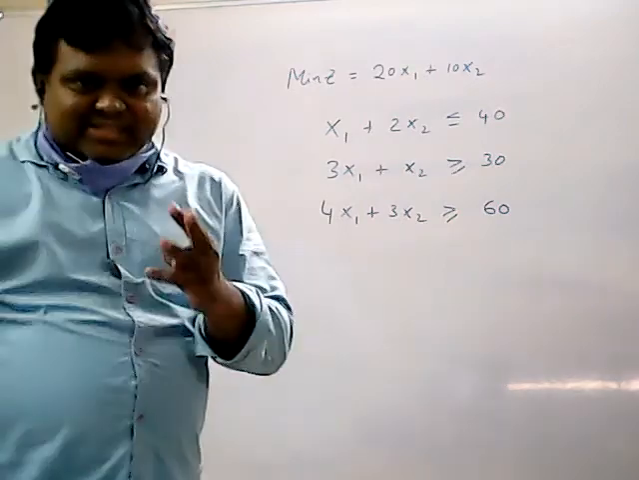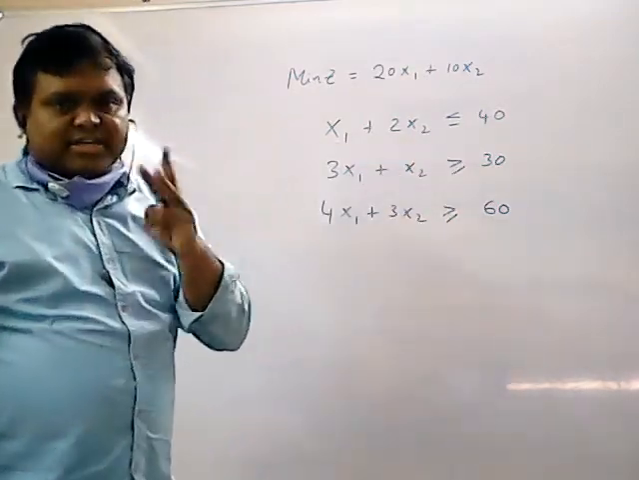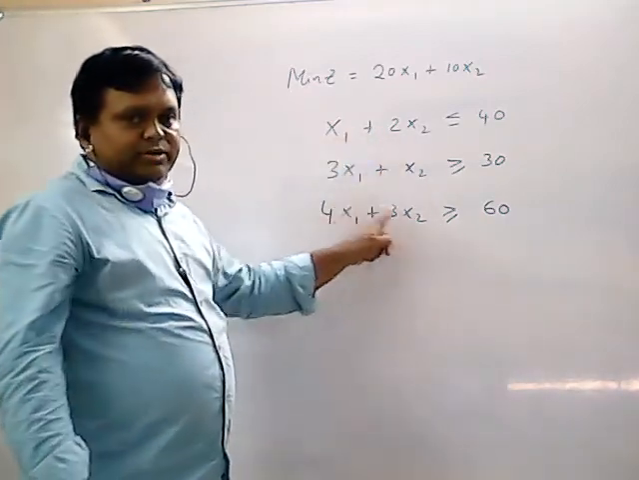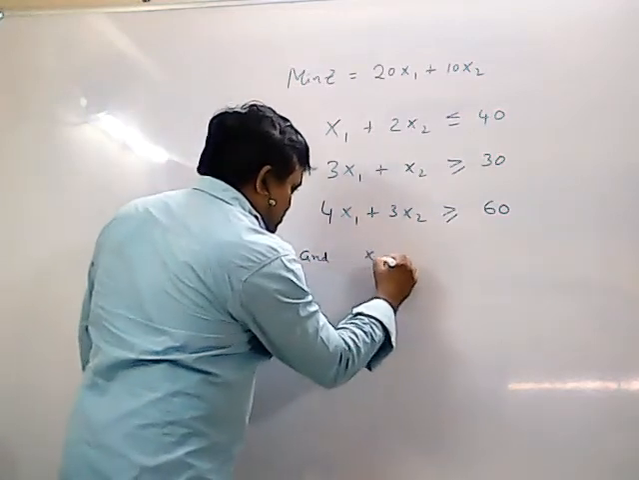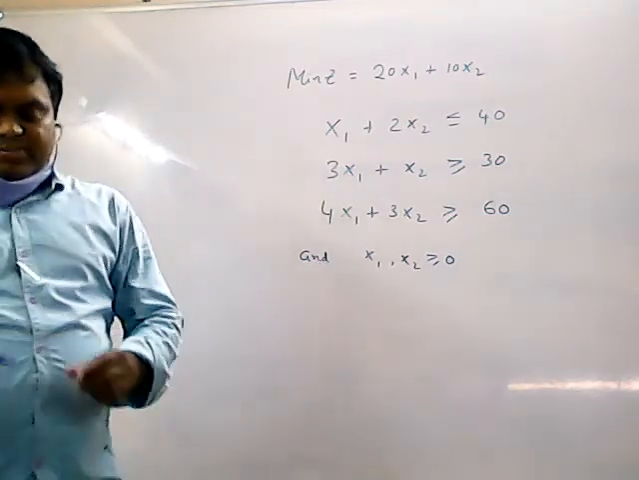So how many constraints are there? Constraints means inequalities. How many inequalities are there? 3. So there will be 3 constraints. But how many decision variables are there? Only 2, if you observe: x1, x2. And x1, x2 greater than or equal to 0. So this is the problem.